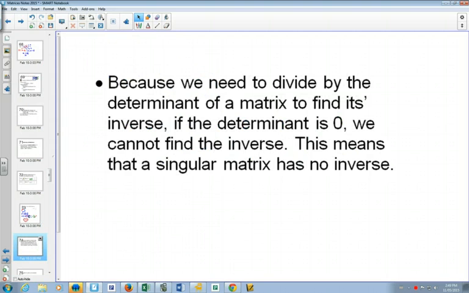So here's the idea of why those singular matrices don't have inverses. Because you're dividing by the determinant, then it has no inverse, and that means it can't be solved.